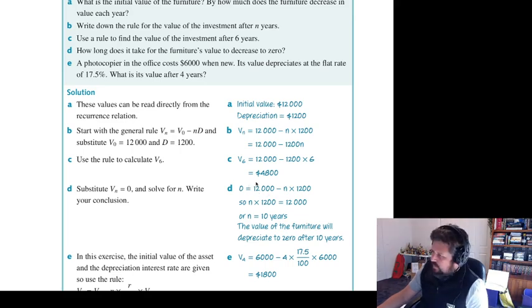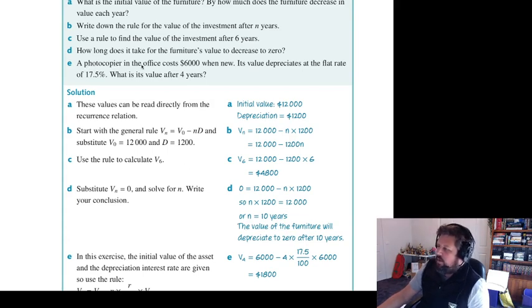Move this $12,000 over to here, and then obviously divide by 1,200 and then multiply by -1, and eventually you'll rearrange it and you'll get that n is equal to 10 years. So that means that the value of the furniture will depreciate to 0 after the 10 years.